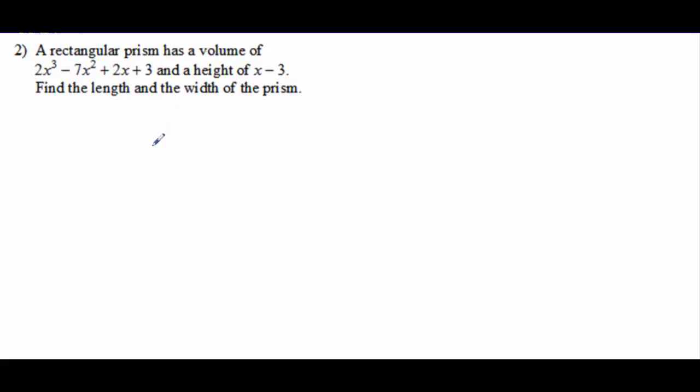On this one, a rectangular prism has a volume of, and they give us a polynomial, and a height of x minus 3. Find the length and width of the prism. So this has to do with the fact that the volume of a rectangular prism, which is a fancy word for a box, is length times width times height. And so if we know the volume and the height, we can divide the height over and figure out what the length times the width has to be.